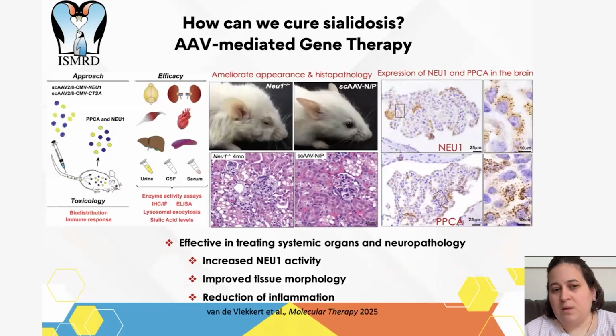But I think really the most important thing to convey here in this particular platform is how are we moving forward with this information we've accumulated, and how are we translating this over to patients, and what can be done for patients. So I really just wanted to comment on the most recent therapeutic publication out of Sandra's lab, which focused on AAV28 mediated therapy in sialidosis mice.